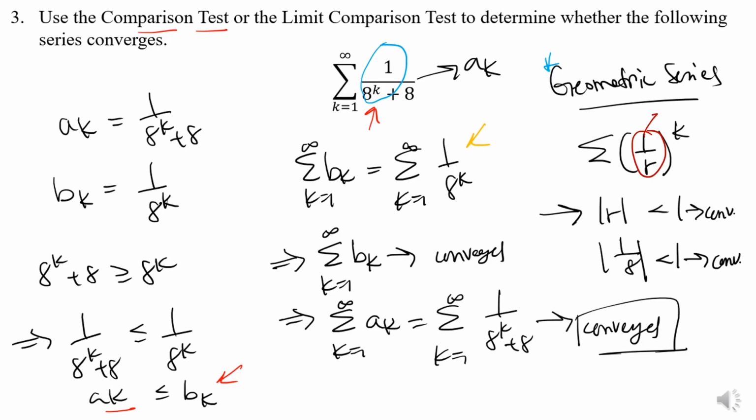And here, instead of it being 1 over r, we're going to have the absolute value of r. Okay, so geometric series summation of r to the k. Okay, so you can see our r is 1 over 8.